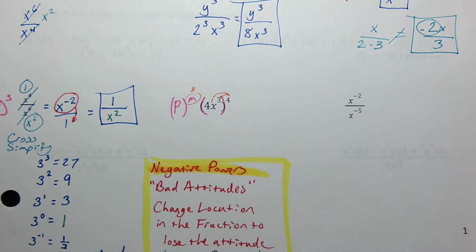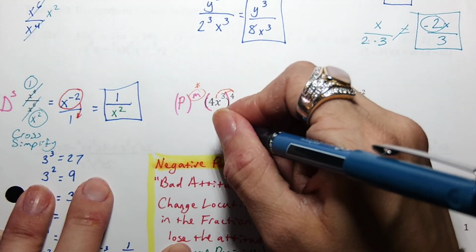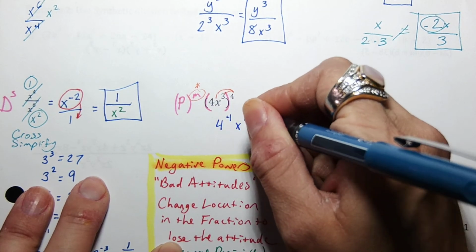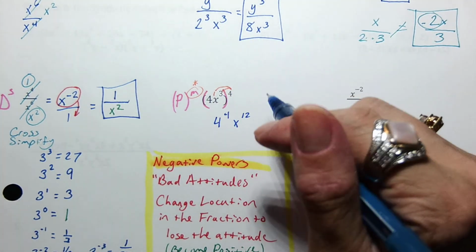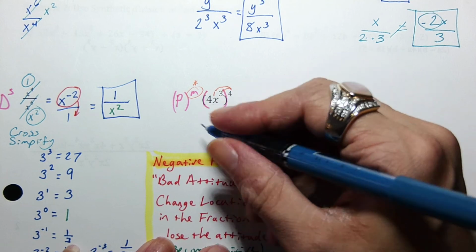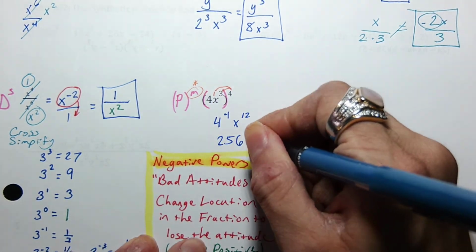So that will give me 4 to the 4th, x to the 12th, and you can use your calculator to figure out that 4 times 4 times 4 times 4 is 256, x to the 12th.